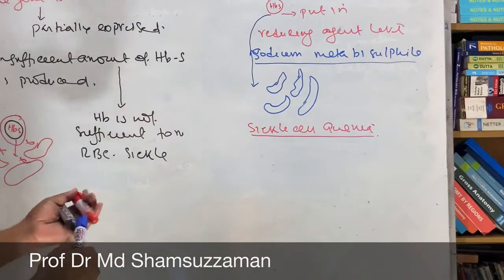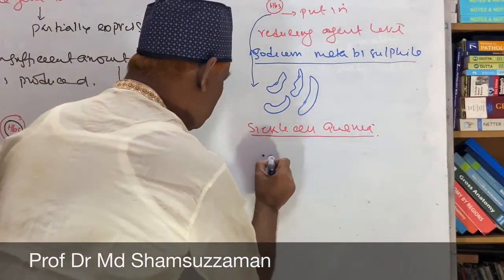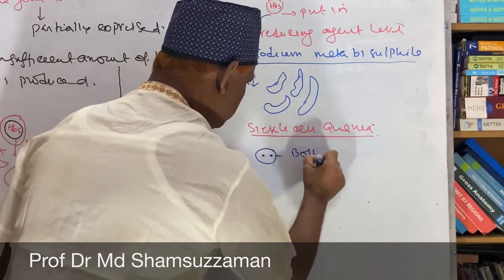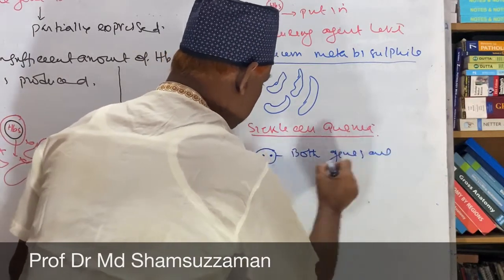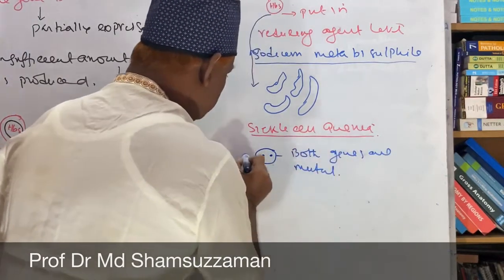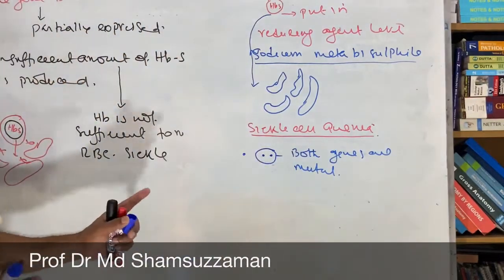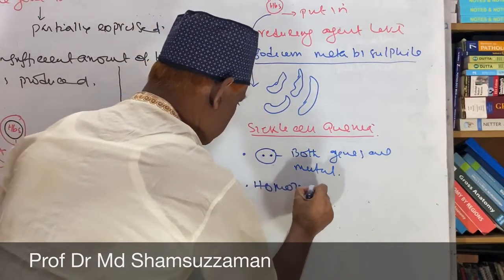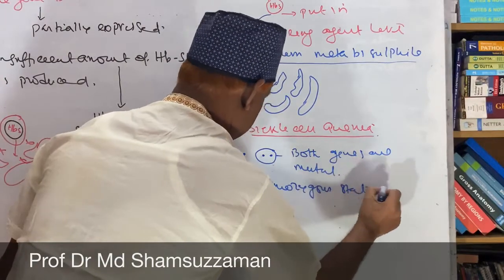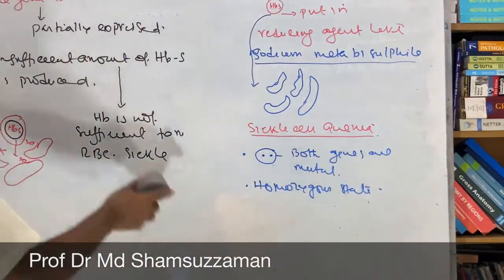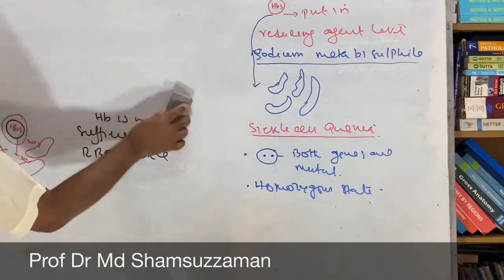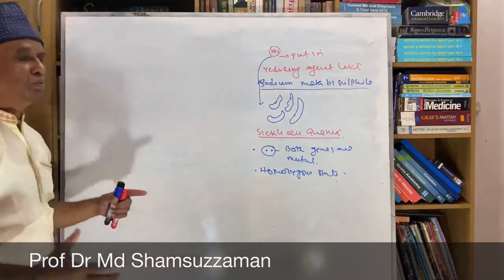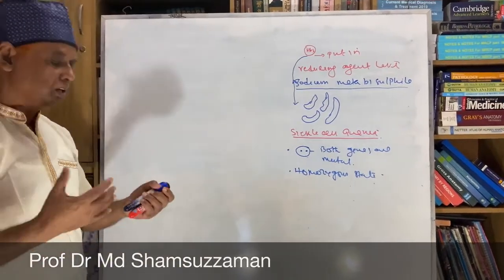What happens here? In this condition, the two genes, one from mother, another from father, both genes are mutant. As both genes are mutant, it is not heterozygous, rather it is homozygous. As in sickle cell anemia both genes are mutant, the hemoglobin S that is produced is very sufficient to make the RBC sickle in physiological condition.